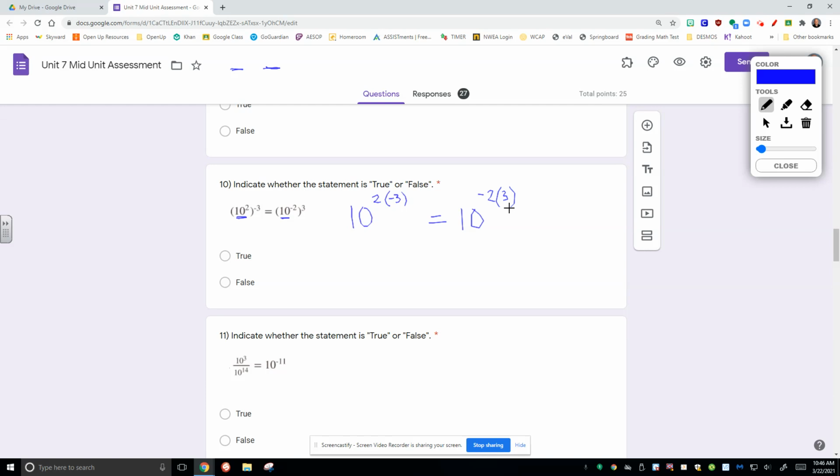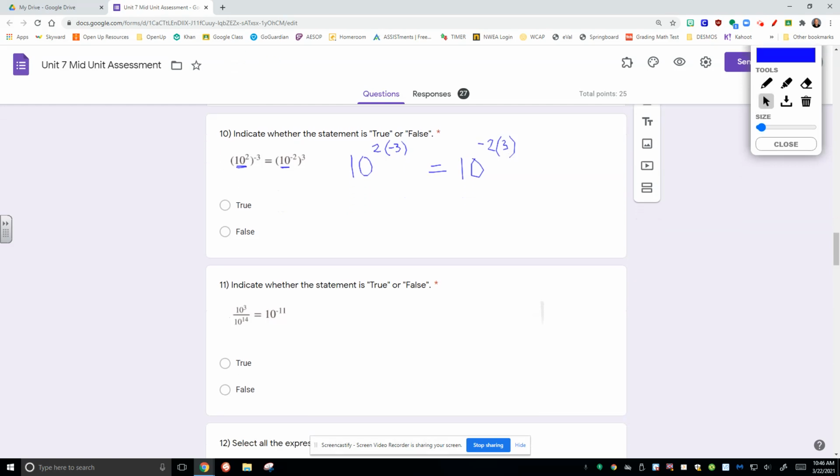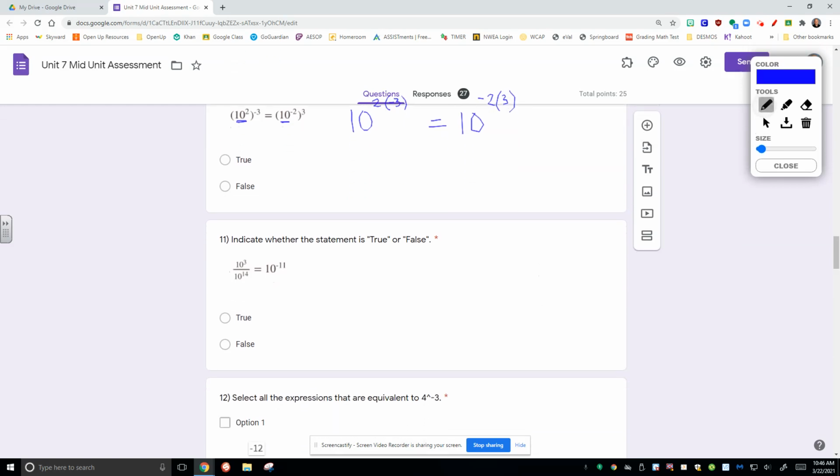Finally, with number 11, we need to consider the piece about whether 10 to the third power divided by 10 to the 14th power is equal to 10 to the negative 11th power. What I suggest on this one is to think about expanded notation. If you need to write it all out, 10 to the third power is 10 times 10 times 10.